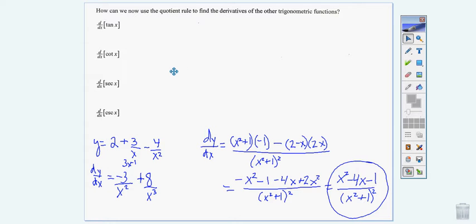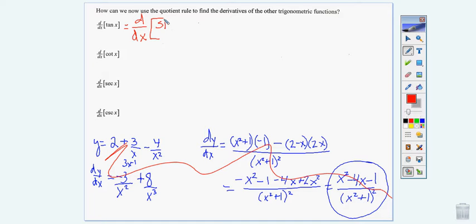Okay, so now as we cruise through this, it basically says, how do we do some of these other trig functions now that we know the quotient rule? Because if you look, all of these are quotients. So let's try them. Just ignore all of this now. Up here, isn't this the same as taking the derivative with respect to x of, you guessed it, folks, sine of x over cosine of x? That's that one there.